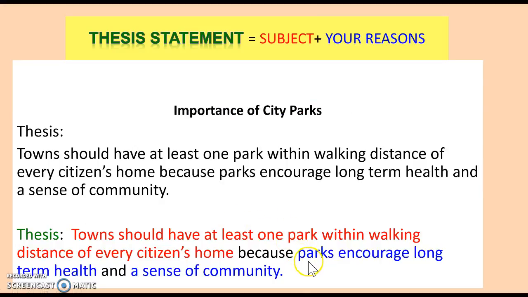And the first reason is parks encourage long-term health. And your second reason is sense of community. Please write these in your notes, and if you don't color code, make sure that you underline the subject with 1 line and your reasons with 2 lines. Very, very important.